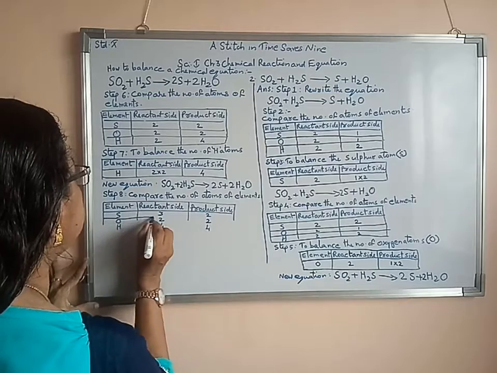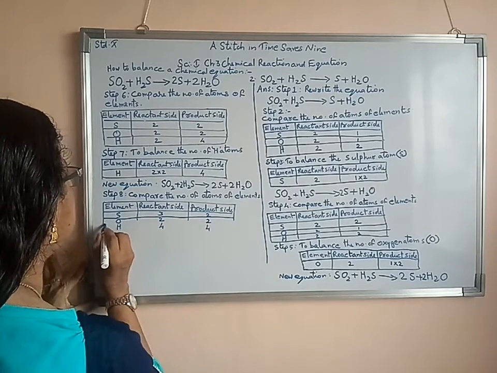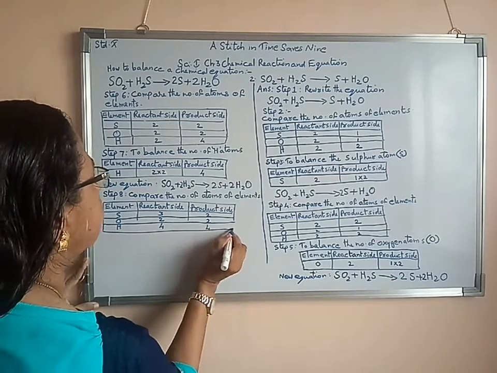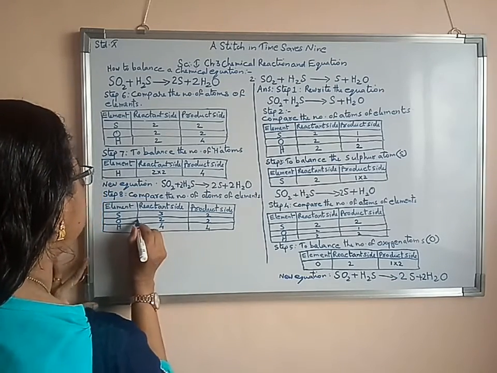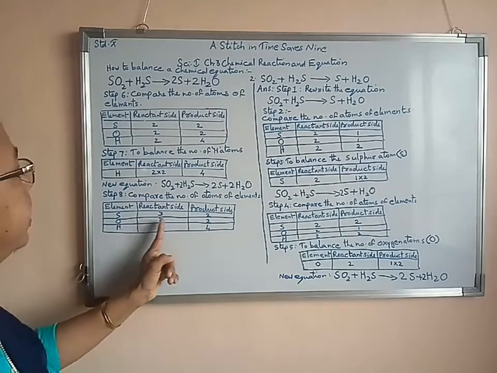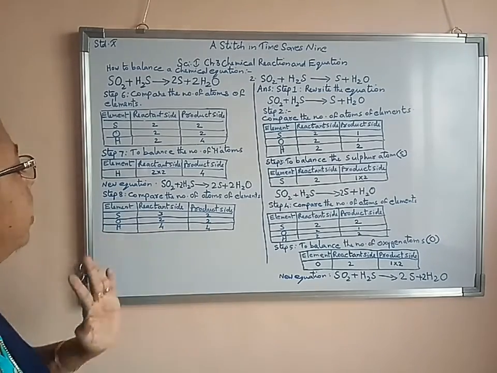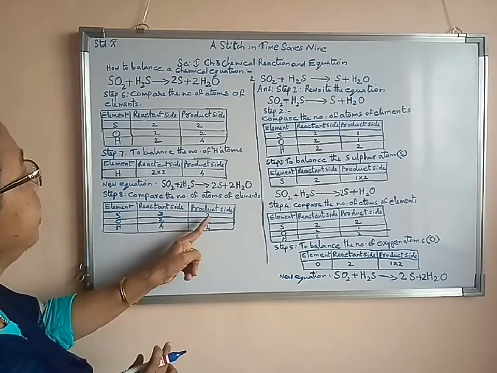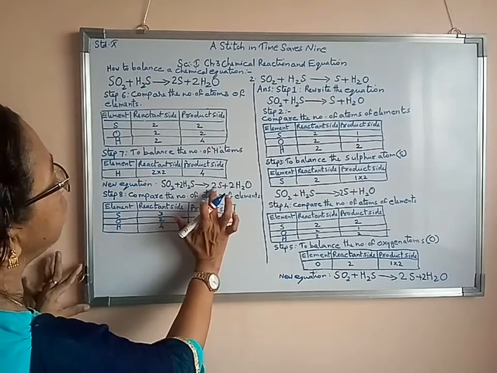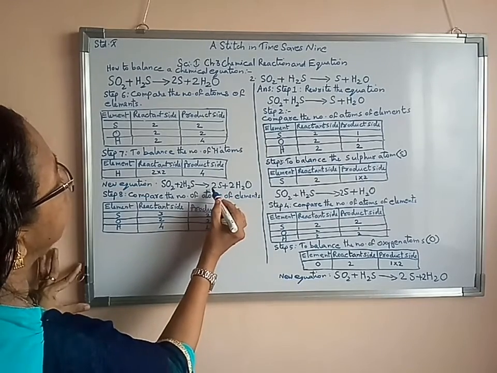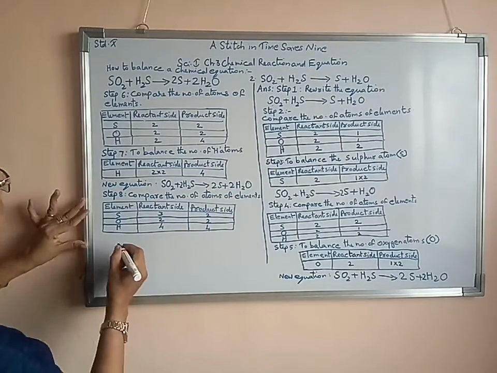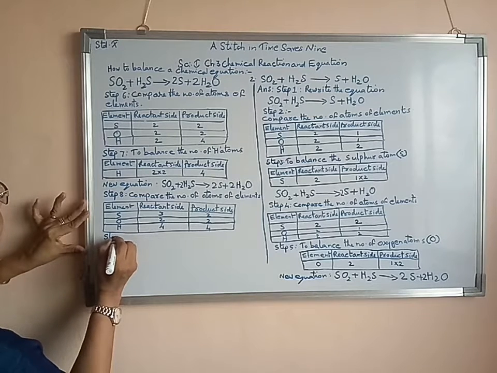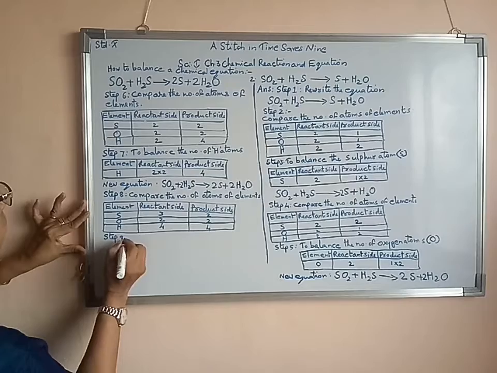Now you see the change. Here oxygen's number and hydrogen's number are correct. Only the problem is with the sulfur. Here 3 is there, here 2 is there. So what we can do: here 2 sulfur is there, we will add 1 more sulfur. So now we have to write step 9.